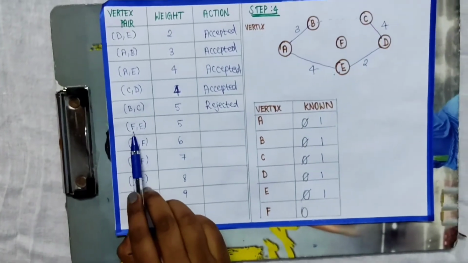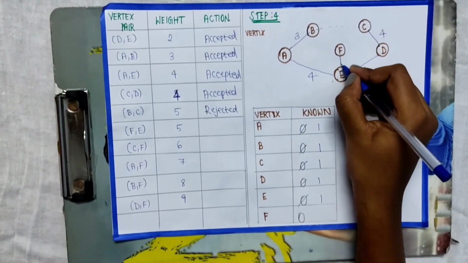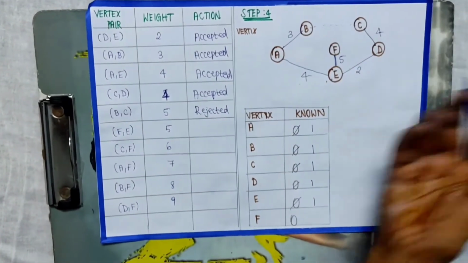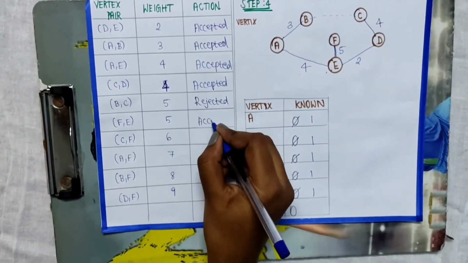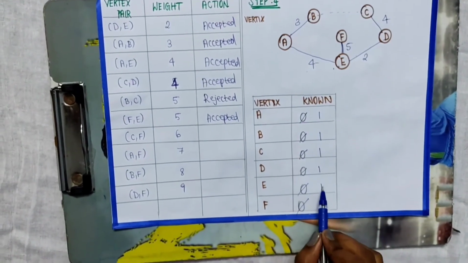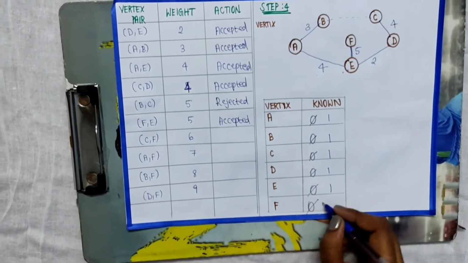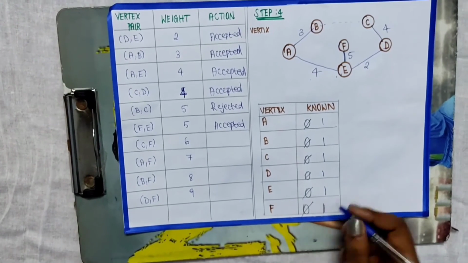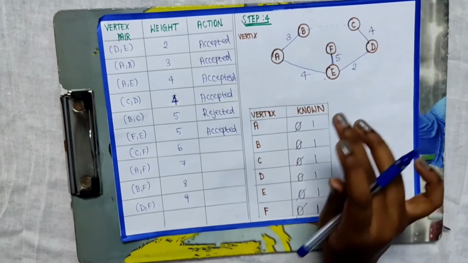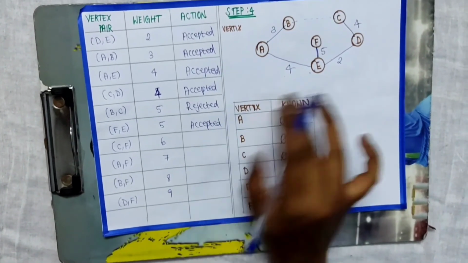Then again coming with F, E. F, E. The weight is 5. It does not form any cyclic position or any loop. So I am writing here as accepted. So meanwhile change the known value. I already have changed the known value for E as 1. Now I am going to change for F. So now all the vertices have become known. So stop the entries and stop the problem.